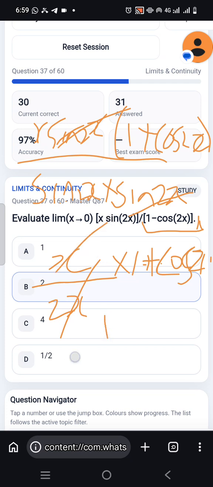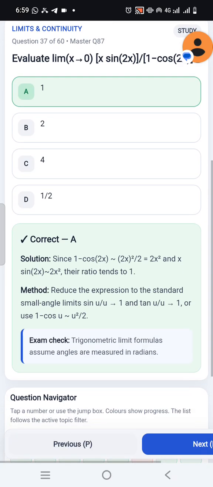Yes, we cancel them. So we'll be left with 1 over 2 multiplied by 1 plus cos 2x. Of course, cos of 2 times x, with x being 0, is cos 0, which is 1. So that is 1 plus 1, which will give me 2. So 2 all over 2 will also give me 1. So my answer is 1.